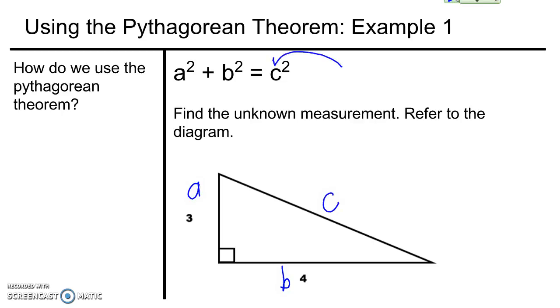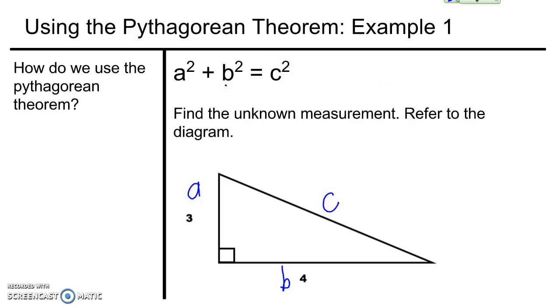I want you to label on your formula that C is the hypotenuse, which is that longest side, and it's the side that is opposite, like across from the right angle. That's what the hypotenuse is. A and B are the legs that form the right angle. So on any right triangle, when we're using the Pythagorean theorem, that's how we're going to figure out which is A, which is B, which is C. A and B are the legs that form the right angle. C is the hypotenuse, which is that longest side.